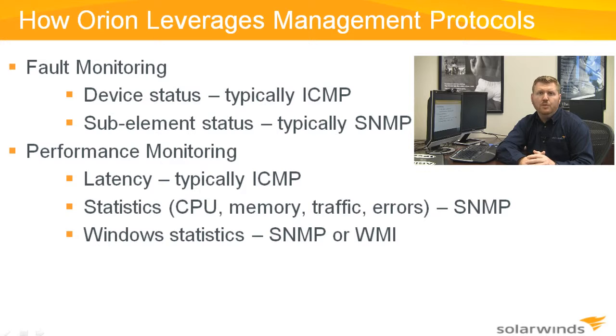In terms of performance management metrics, ICMP or ping is used for availability calculations and latency or response time. SNMP is used for almost all of the other statistics, including CPU, memory, buffers, interface traffic and errors, and many, many more statistics. In some cases, for Windows systems, the NMS might leverage WMI when trying to check for performance counter type values. Now, let's go ahead and take a look at Orion and see which of the data is collected by each protocol.